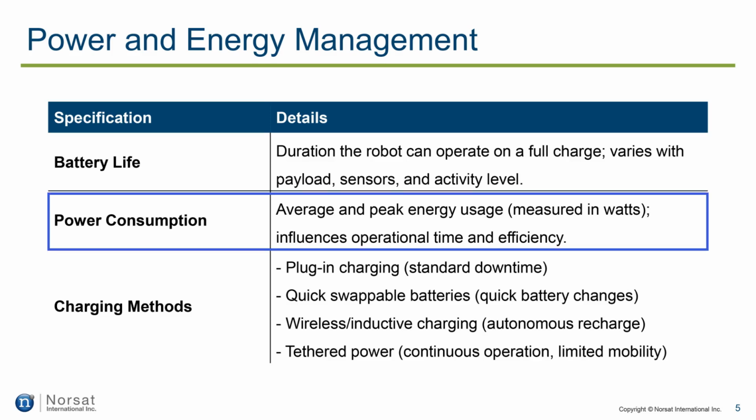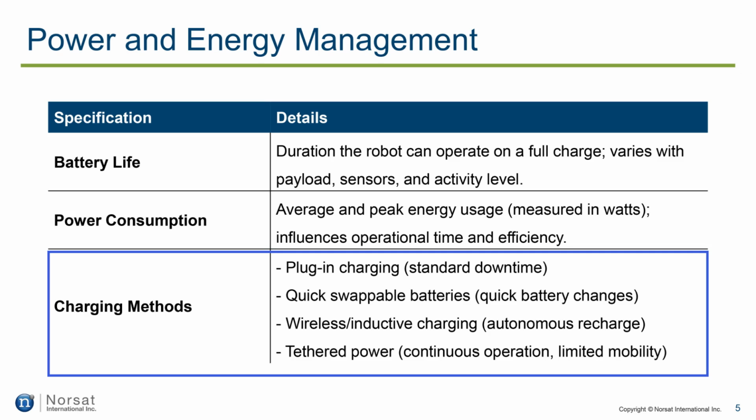Second, power consumption. Power consumption, measured in watts, shows how much energy a robot uses. Motors, sensors, computers, and comms all draw power, so knowing average and peak usage helps predict runtime. Efficient components and smart power management can extend operations.